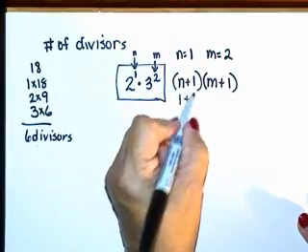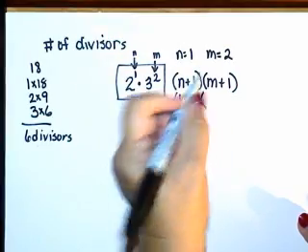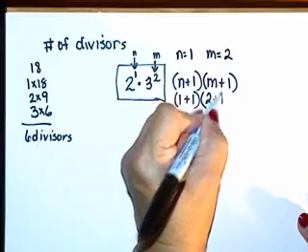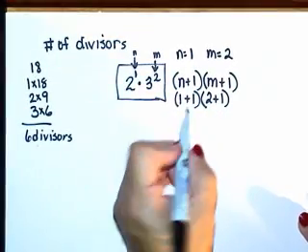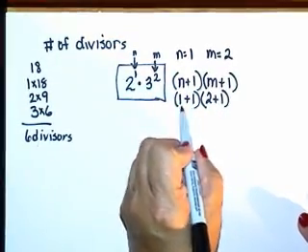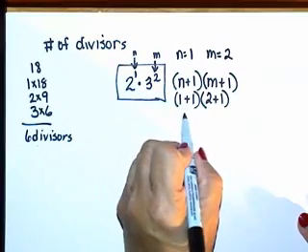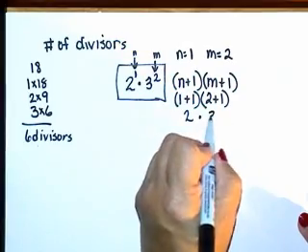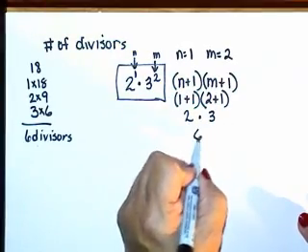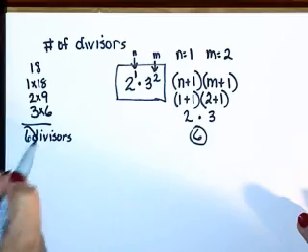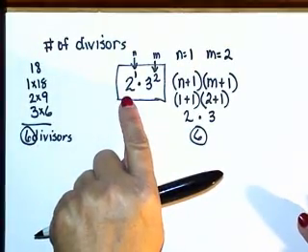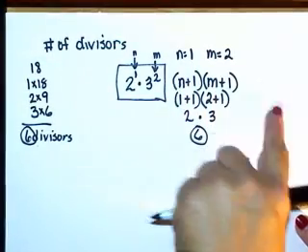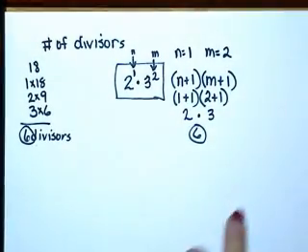1 plus 1, and m is 2, so we have 2 plus 1. So what we really have when we do our math using order of operations, we do parentheses first. So 1 plus 1 is 2, 2 plus 1 is 3, 2 times 3 is 6. So if we can write something as prime factors, we can multiply them together.